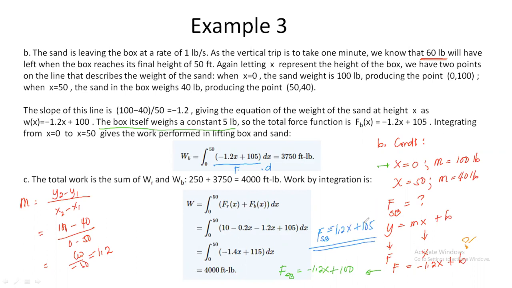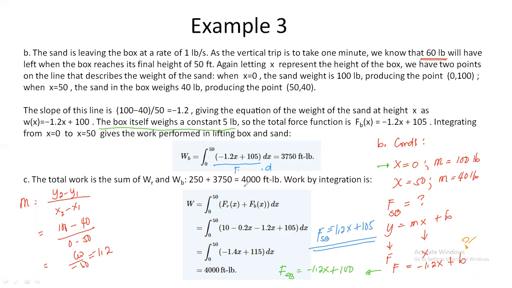So this 100 becomes now 105. And then we use the equation for the force needed to lift the sand, the leaking sand in your box with the box. This is the formula for work. For letter C, all you have to do is take the sum of the two works. So what is the total work performed? The work in lifting the rope plus the work in lifting the box with the leaking sand. So you just add 250, our answer in A, to 3,700 here for letter B.